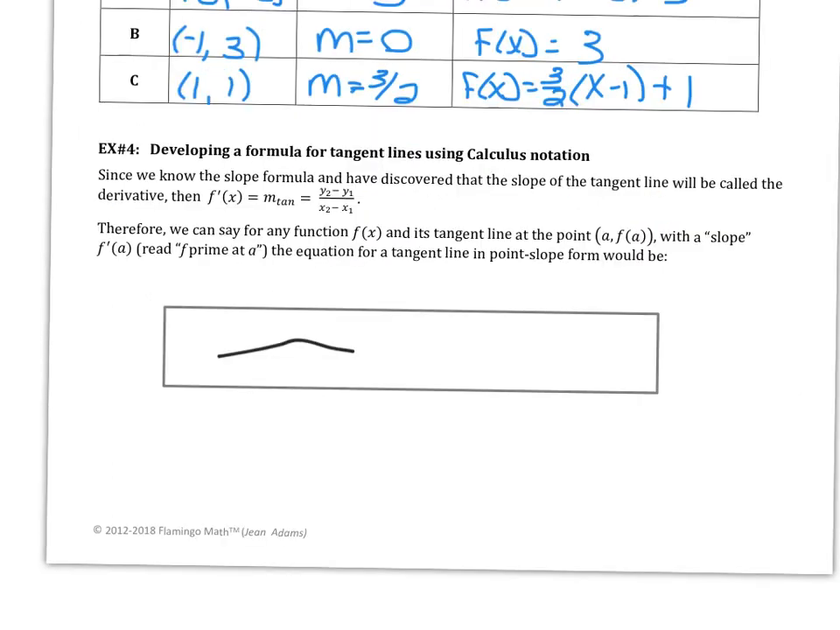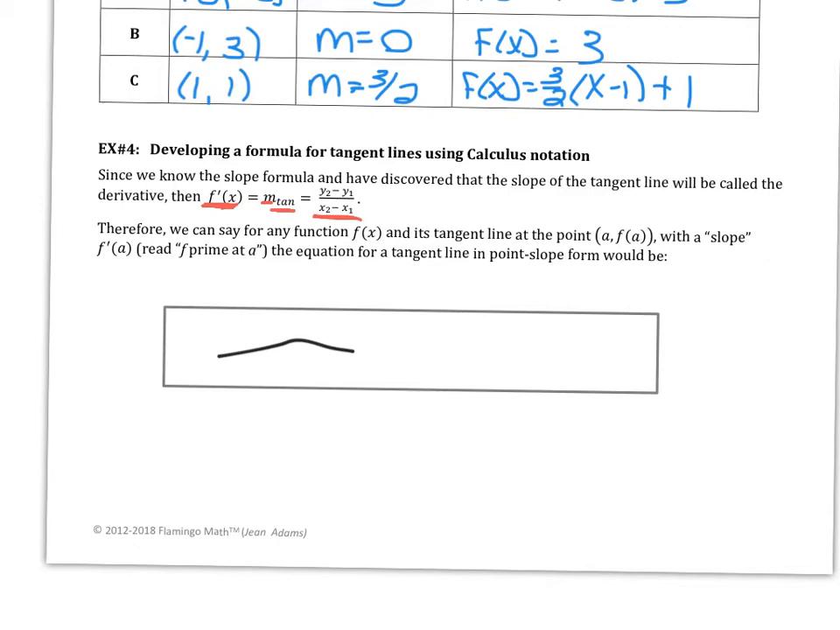All right, so let's pull this all together. So we just said, let me get my red, we said since we know the slope formula, we have discovered that the slope of the tangent line will be called the derivative. So the derivative of your function is going to be the slope of your tangent line, which is y2 minus y1 over x2 minus x1. We understand that. We know how to find slope. The only thing that's different is what you should see is this: our slope is actually the derivative of our equation.